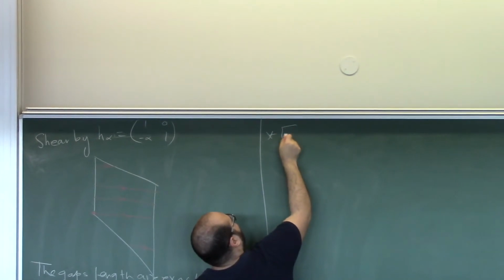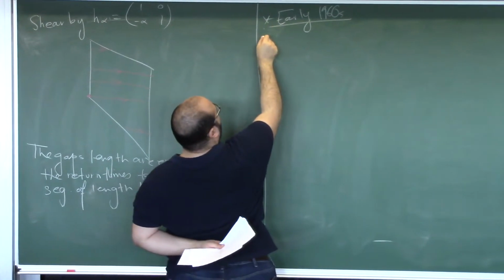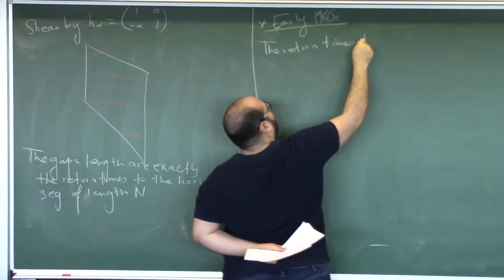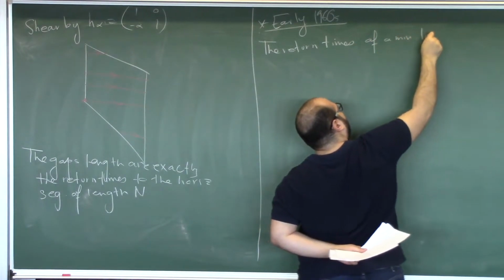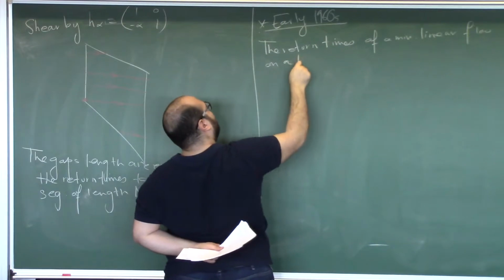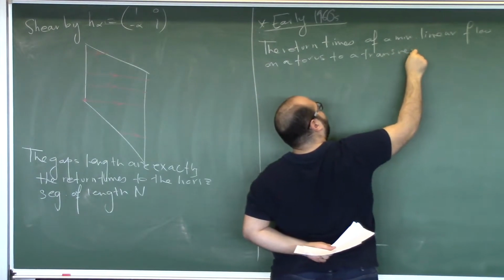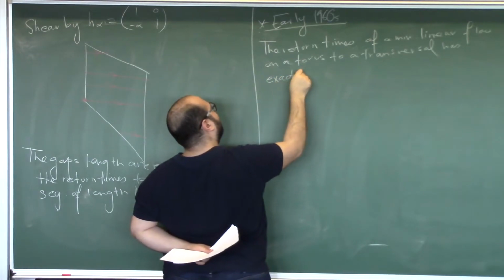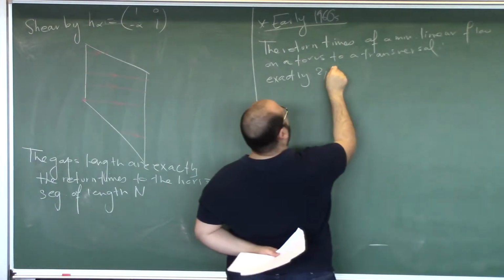So, early 1960s, it was known that the return times of a minimal linear flow on a torus to a transversal has exactly, yes, 2 or 3 values.